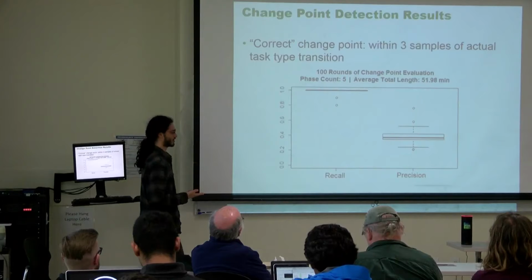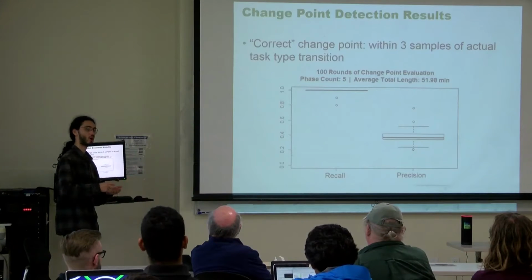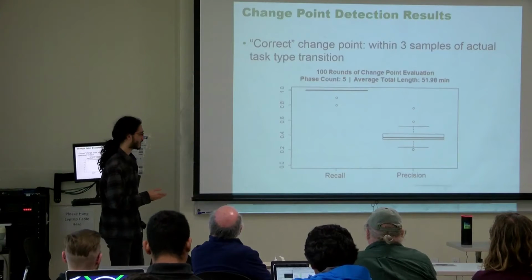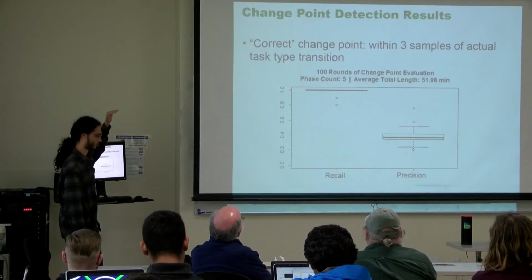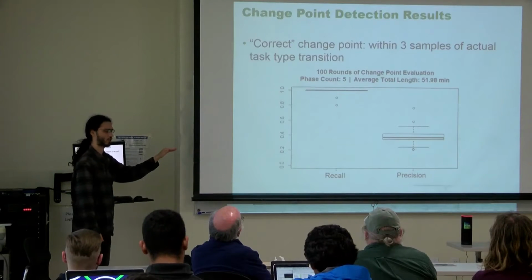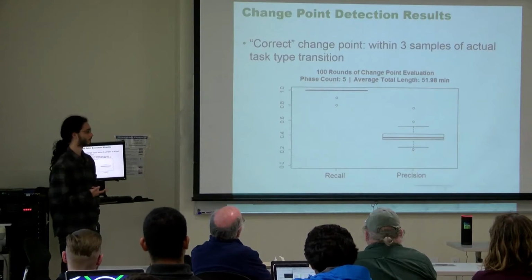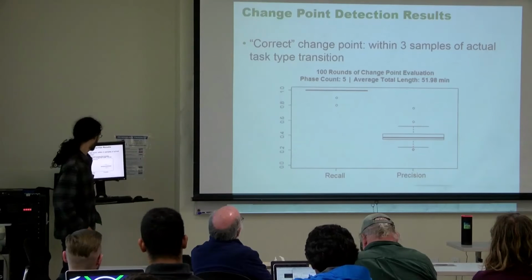So we have recall and precision. We have these change points that we found. Recall is how many of the correct ones are in the set of change points. And precision is how much of it is noise. So we almost always get the correct change points, but we also have a lot of noise, which doesn't affect the accuracy of the program, but it makes it take a lot longer.